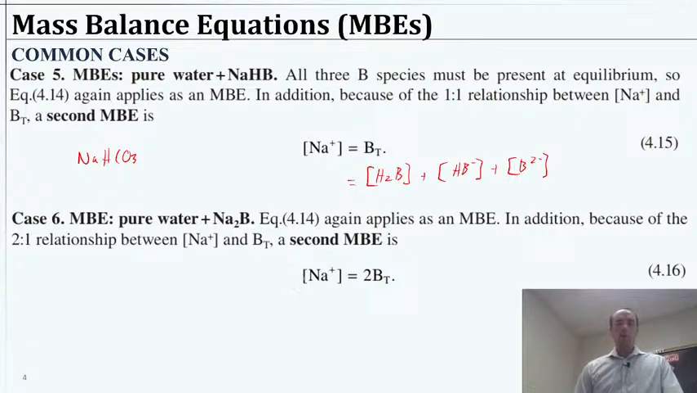Okay. So case 6 then, Na2B. This time we have a difference that for every 1 B, we have 2 sodiums. So the sodium concentration would be equal to twice the B concentration, if I said that correctly. So for every Na2B molecule we dissolve, we get 2 sodiums and 1 B. So the mass balance, again, it's quite obvious, I hope.